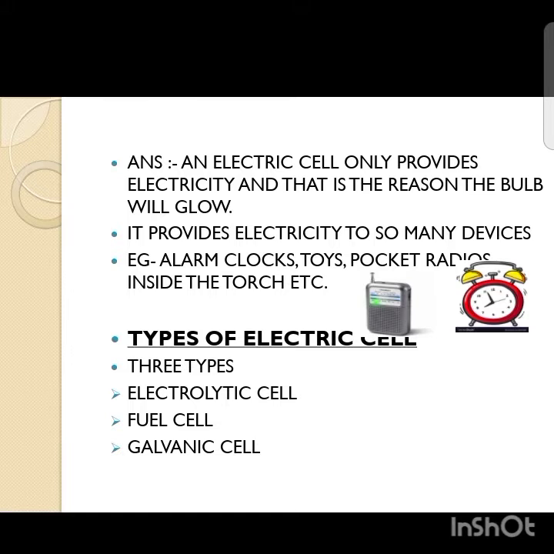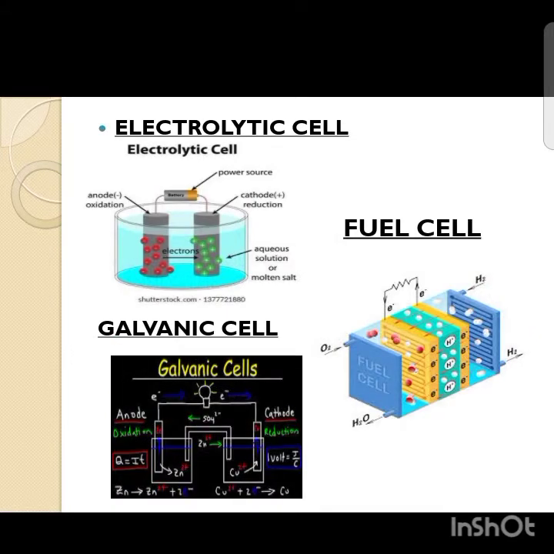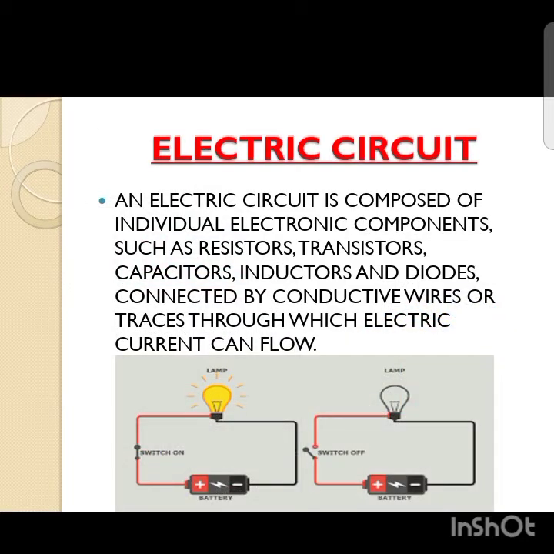Types of electric cell. There are three types of electric cell. They are electrolytic cell, fuel cell, and galvanic cell. This is the electrolytic cell, this is the fuel cell, and this is the galvanic cell. Electric circuit. An electric circuit is composed of individual electronic components such as resistors, transistors, capacitors, inductors, and diodes, connected by conductive wires or traces through which electric current can flow.